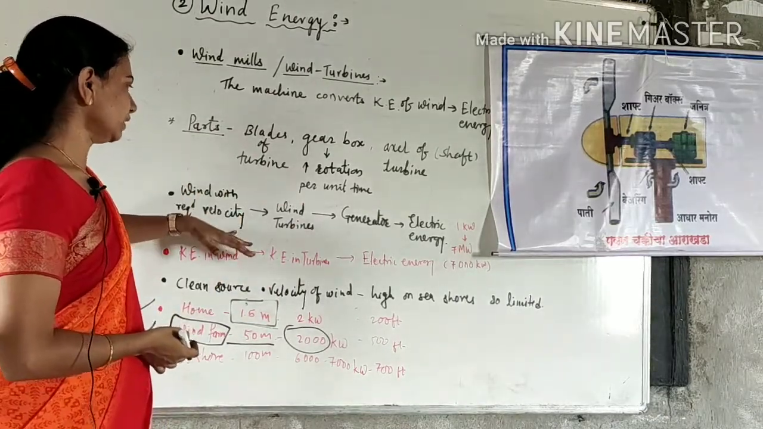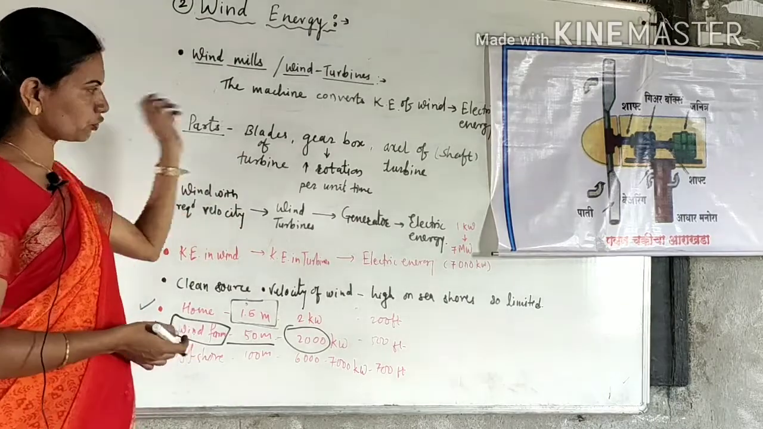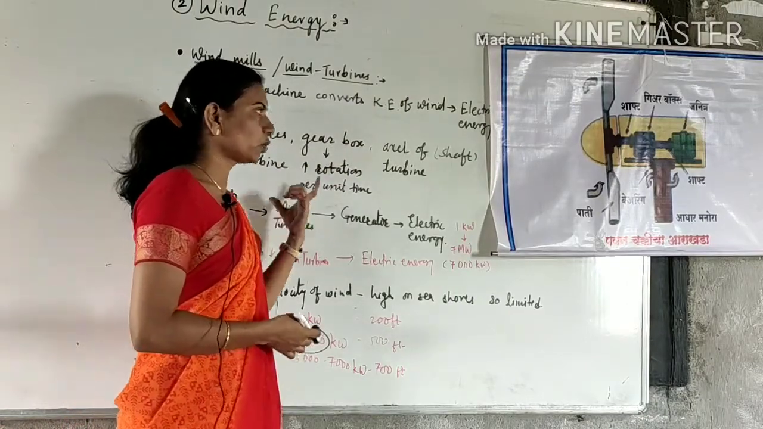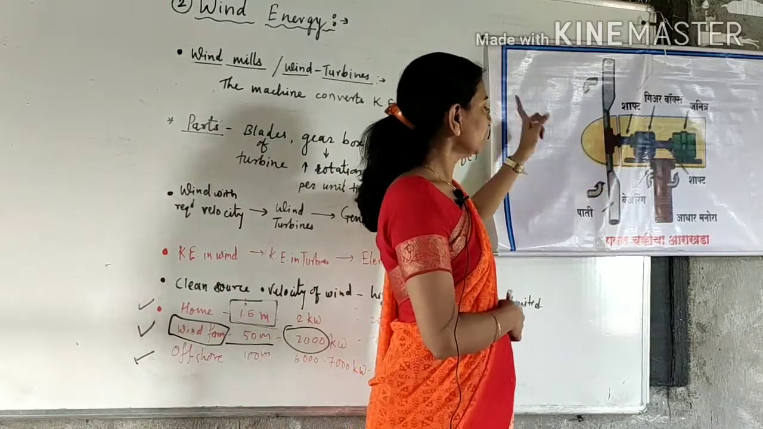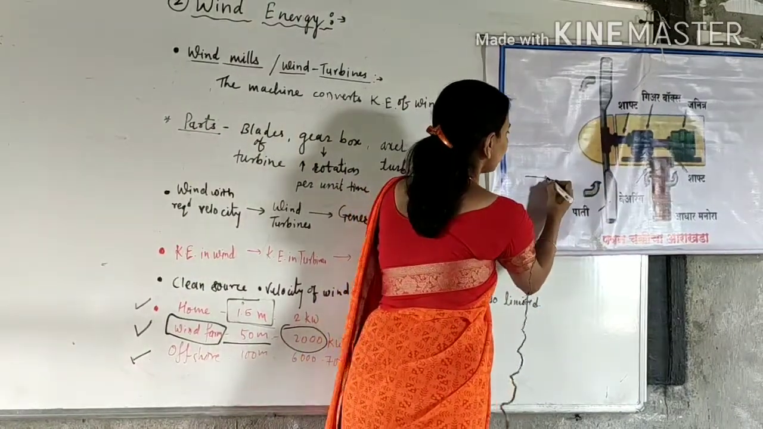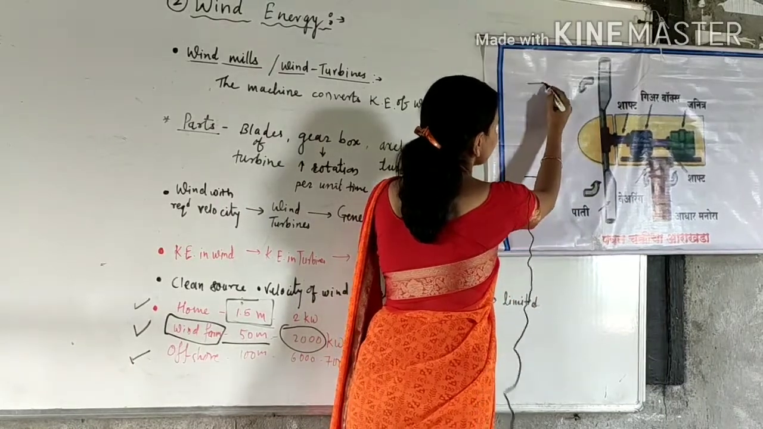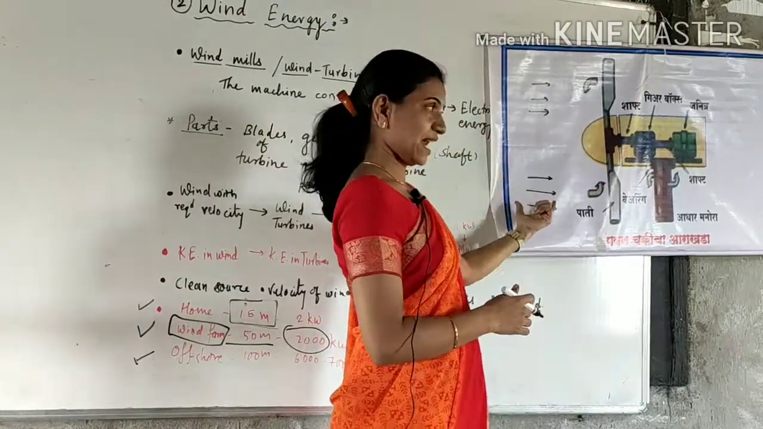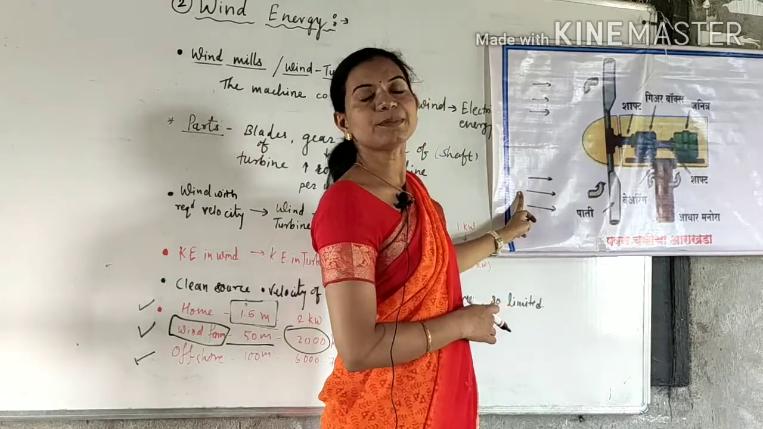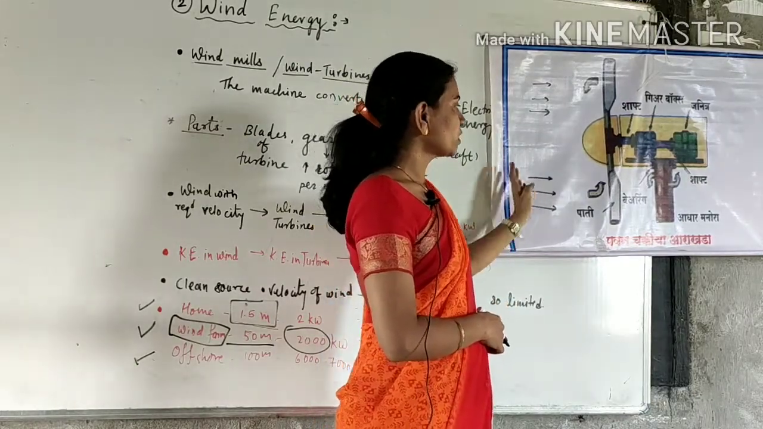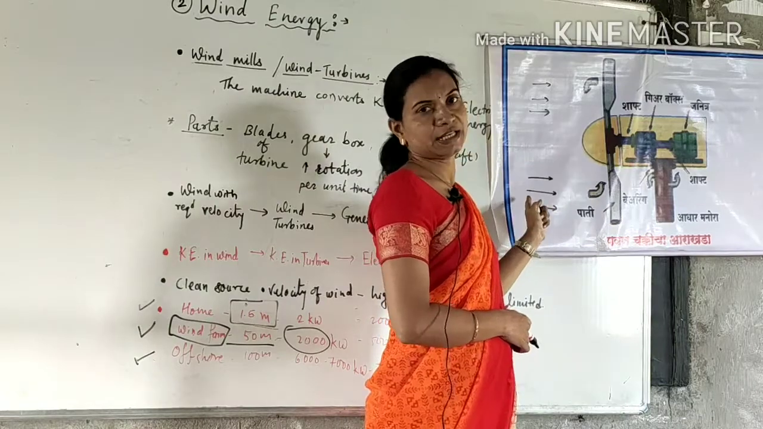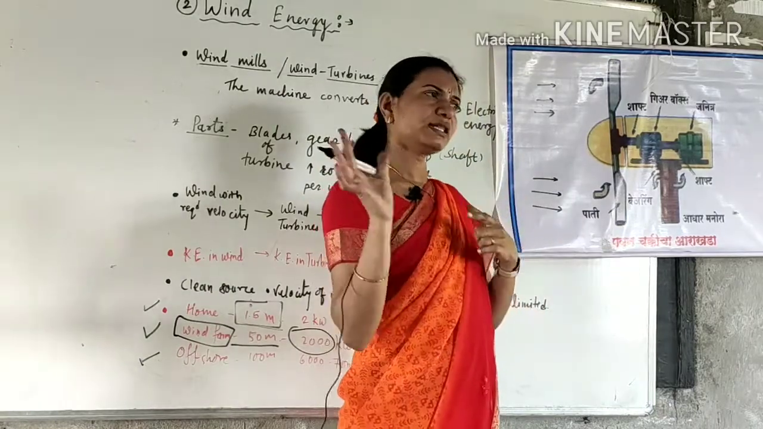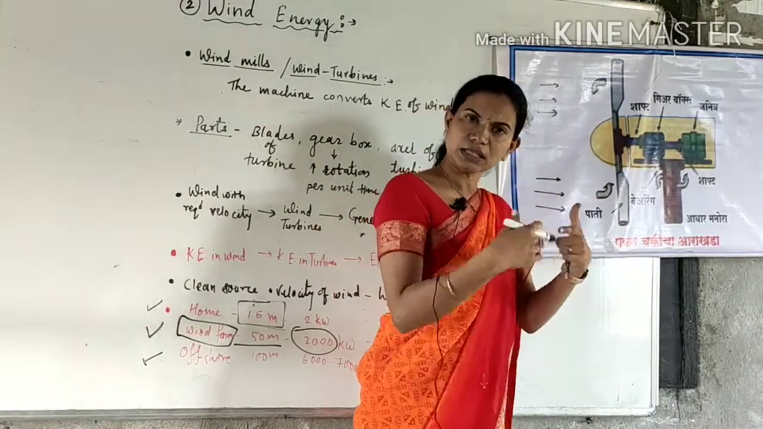So this high-velocity wind is projected on these blades or wind turbines. Which energy? The kinetic energy present in this wind is projected on the blades, and due to this kinetic energy, the blades are rotated continuously. When the speed or velocity is more, then the rotation of the blade is more.